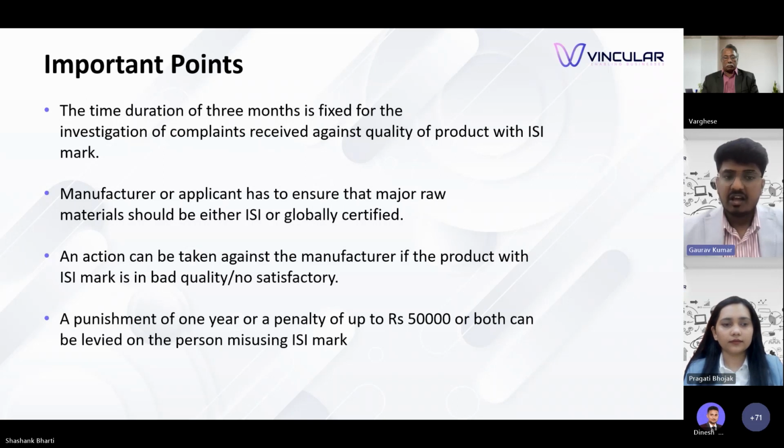An action can be taken against the manufacturer if the product with ISI mark is of bad quality and not satisfactory, and a punishment of 1 year or a penalty or both can be imposed for misusing the ISI mark. So let's take a situation, if any product does not have the ISI mark, and anybody is still using this prestigious mark, then they can face imprisonment of 1 year or penalty or both as well.